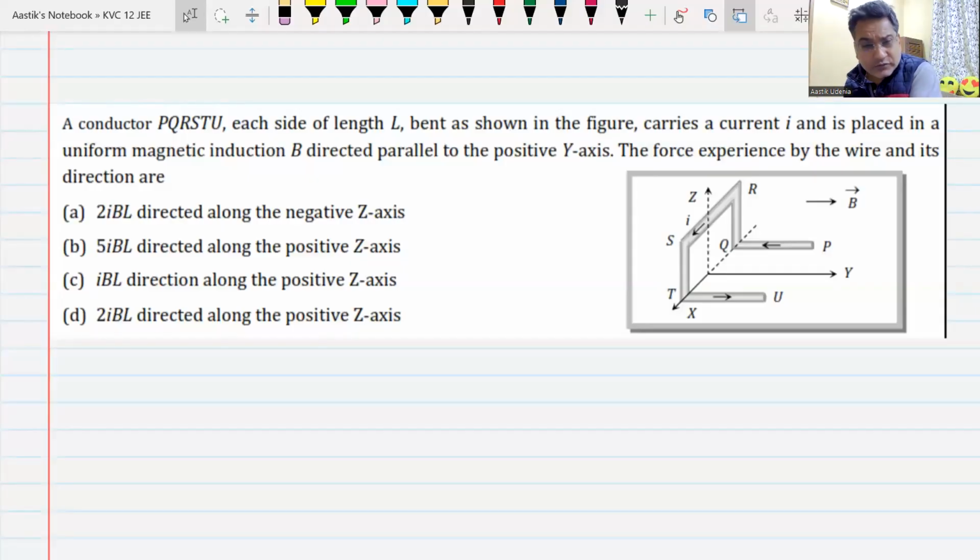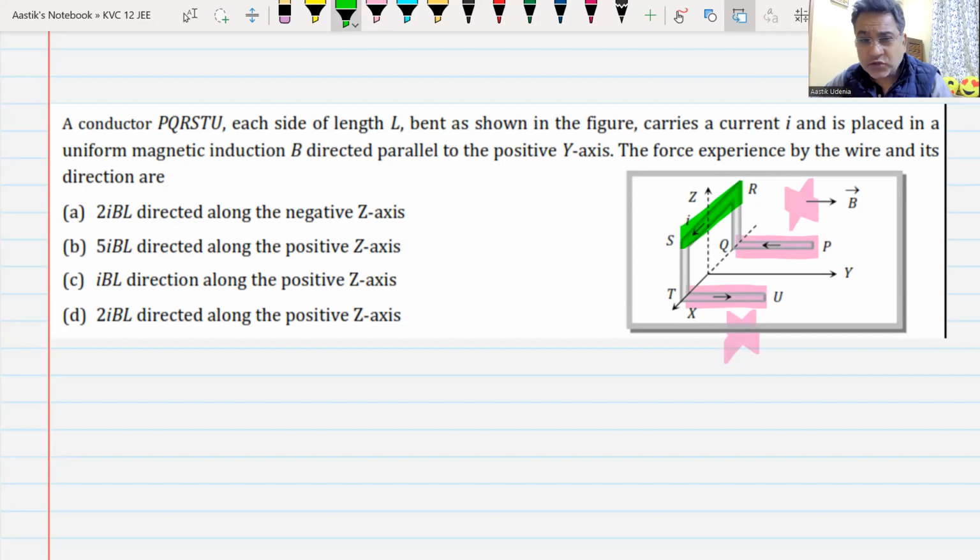So how are we supposed to do this? There are different ways. I'll do it by one way. What is the force on this wire, PQ? Pink wire, PQ? Zero. That is correct. What is the force on this wire, TU? Again, I am calling it pink. Zero. The only wire left is this wire. The length of this wire is L. What is the force on this wire?